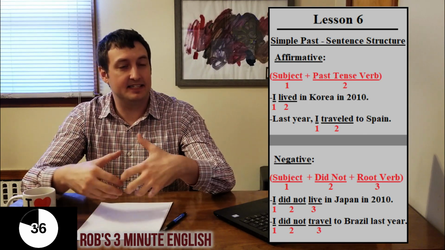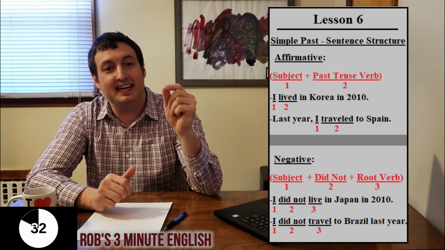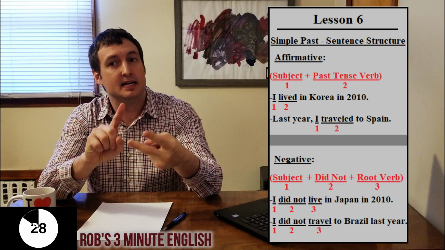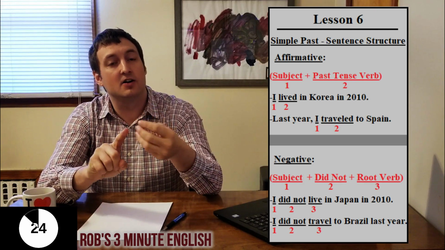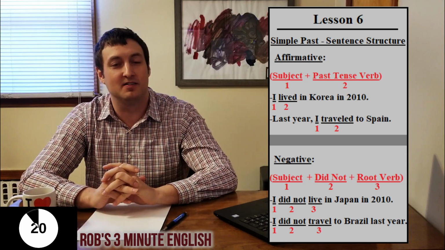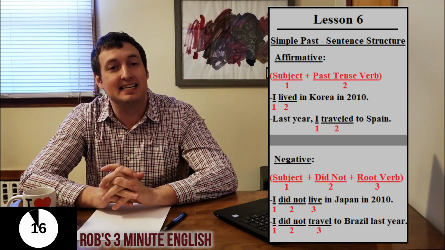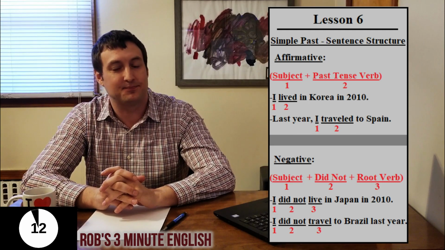Now the negative is different than the affirmative. There's 3 things that we need in these sentences. First, we need the subject. Second, we need did not. And third, we need the root verb, or the present tense form of the verb. The reason we're going to use the root verb is because it is not a completed action.